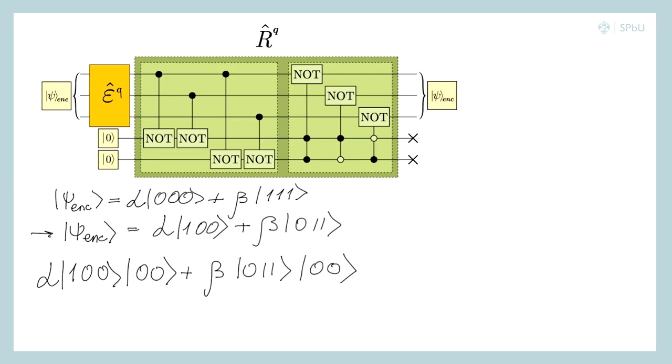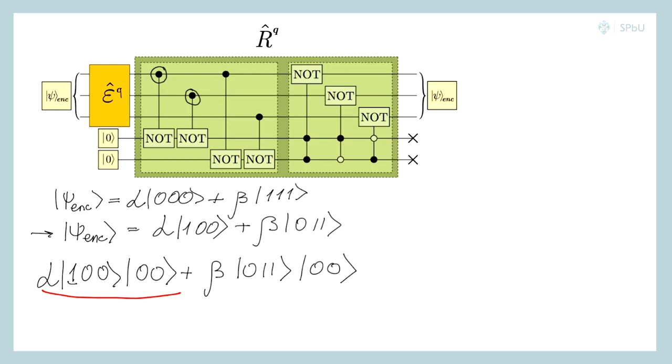Okay, and let's now see what our CNOT elements do. Consider now the first term. Obviously, the first CNOT element will change the value of the first ancilla qubit, since the value of the first qubit equals 1. The second CNOT element will actually do nothing because the value of the second qubit equals 0.